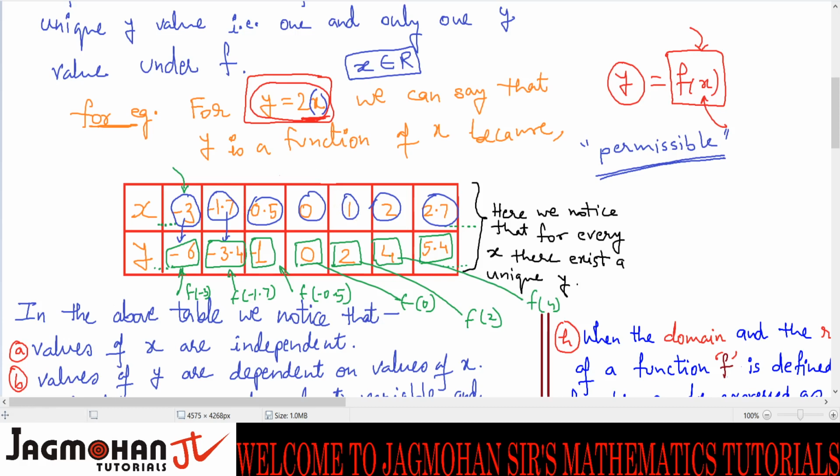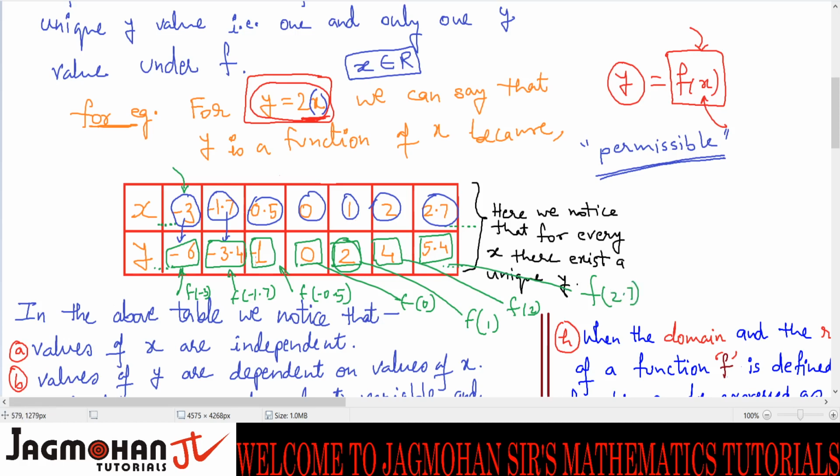I made a mistake here, students. I'm sorry for that. This is f of 1, because you get this when you substitute x as 1. This is f of 2, which you get when you substitute x as 2. And this is f of 2.7.